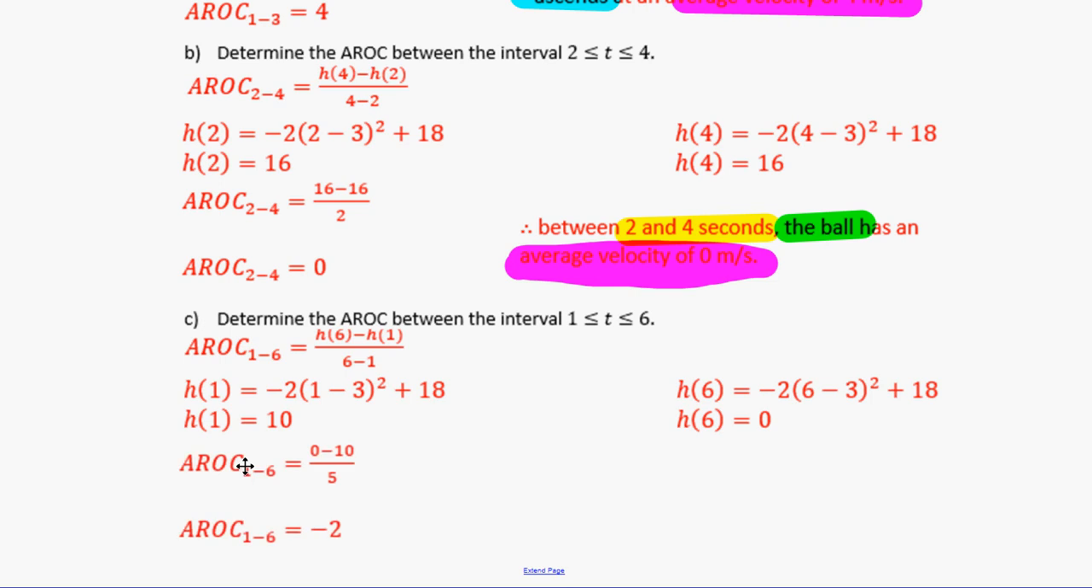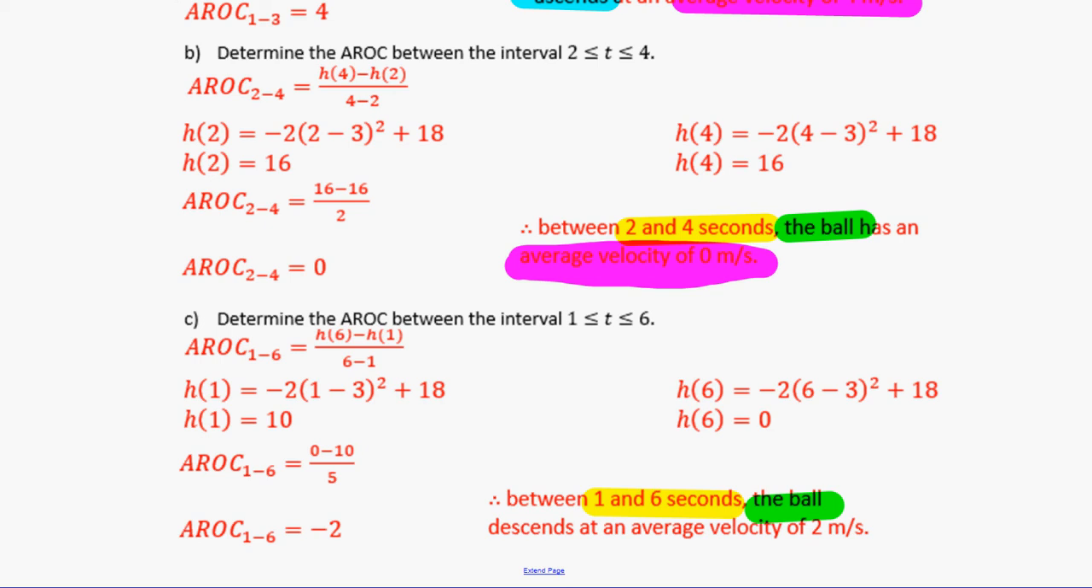Put in my equation, 0 minus 10 is negative 10 over 5 is negative 2. Since my average rate of change is negative, that means the ball is not going up, but is going down. So I write a therefore statement about that. So again, here we go. Between 1 and 6 seconds, there's the time, the subject, the ball, descends, direction, it's negative, so it's going down or descends at an average velocity of 2 meters per second.